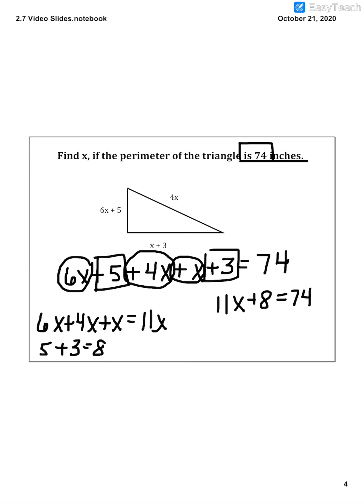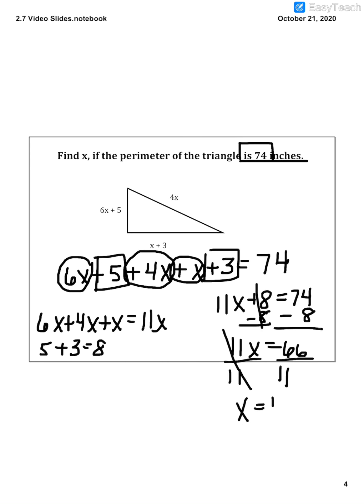And now I have a two-step equation, so I'm going to start with the constant and use the inverse operation. Since it's plus 8, I'm going to minus 8. Whatever I do to one side of the equal sign, I must do to the other. 11x is equal to 66. Divide by 11. And x is equal to 6. So now I'm going to go back and check that this is correct.